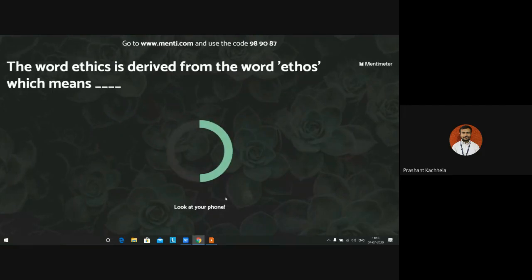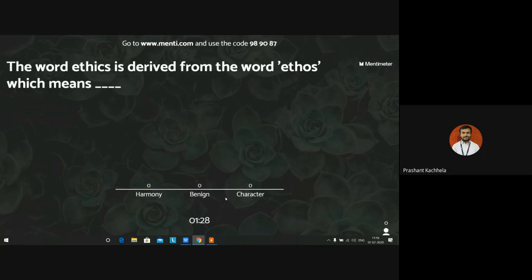There is some time, so do reply according to the timer. You are having 1.5 minutes. Now the clock already started.